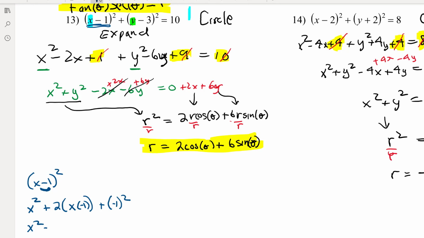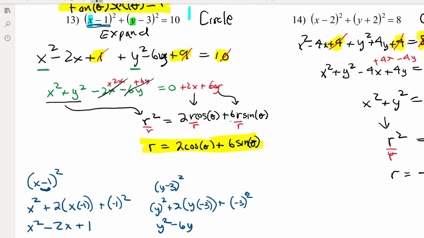So it's x squared minus 2x plus 1. That's what I did here. And same with the y minus 3 squared. It would be y squared plus 2 times y times negative 3. Negative 3 times 2 is negative 6, and then negative 3 squared, which is what I did here. And then notice the plus 1, the plus 9 cancel out this 10 over there. So this side is now 0.